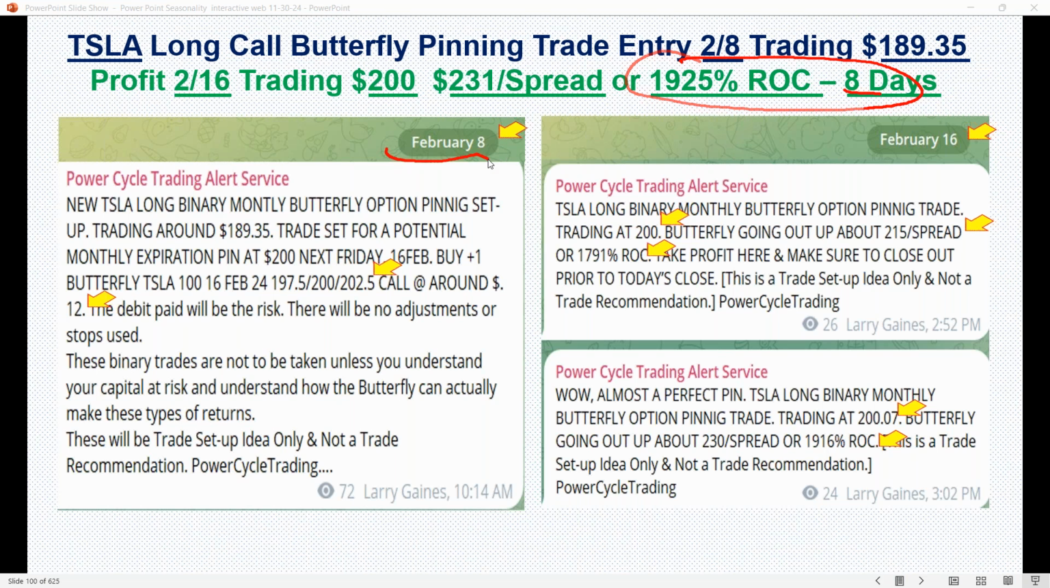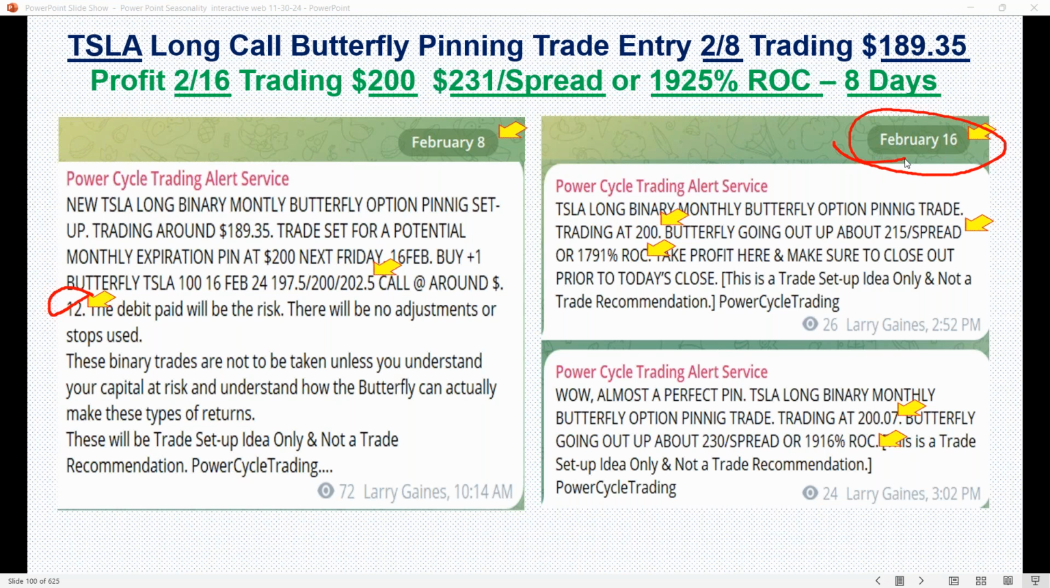So here was the setup. It says new Tesla long binary monthly butterfly option penny setup. It was trading around 189.35. Trade set for potential monthly expiration pin at the $200 next Friday, 16 February. So buy one butterfly, here it says at around $12. That's 12 cents, $12 was the debit paid, right? Super low risk. So this is what we call binary. So we just risk the 12 bucks. If it hits our target, we make potentially big. If we lose, we lose 12 bucks.